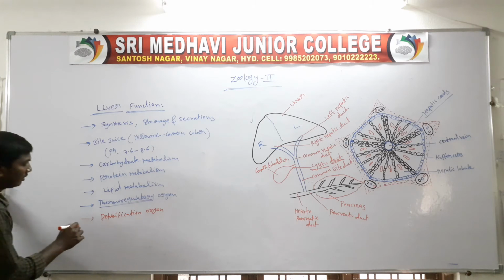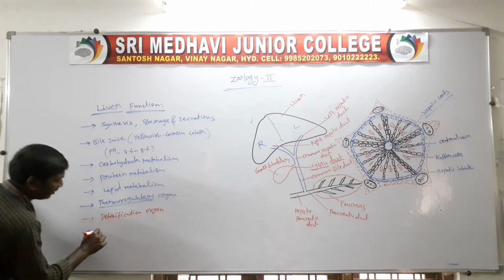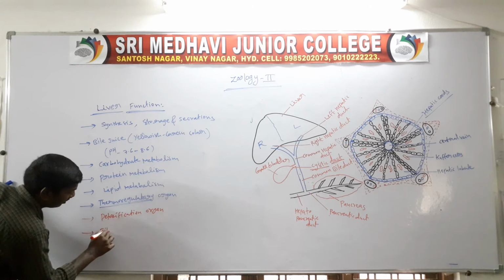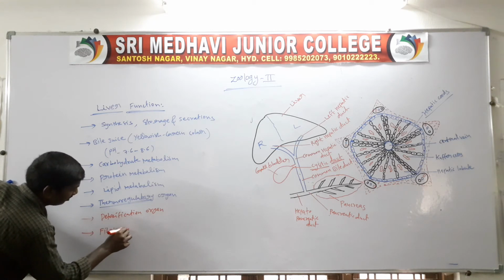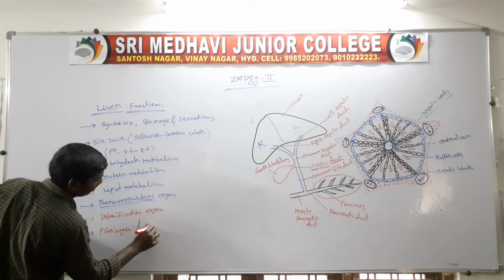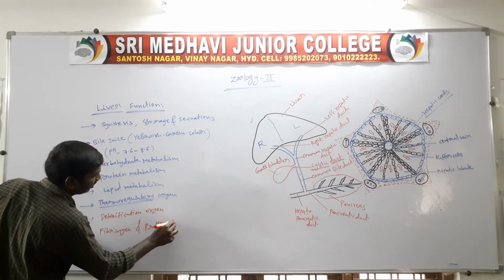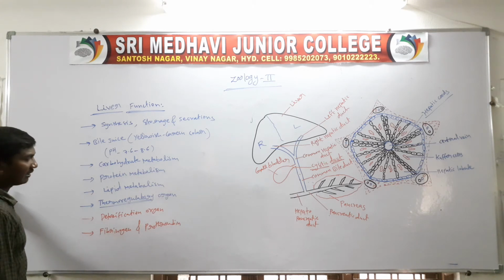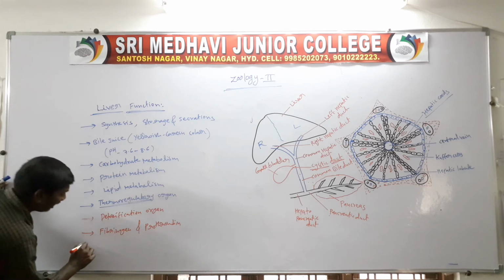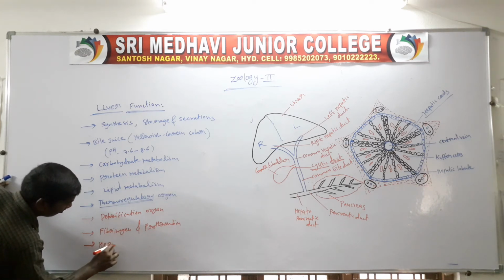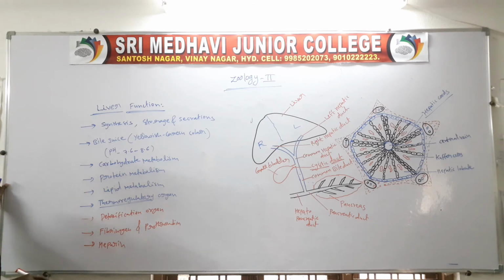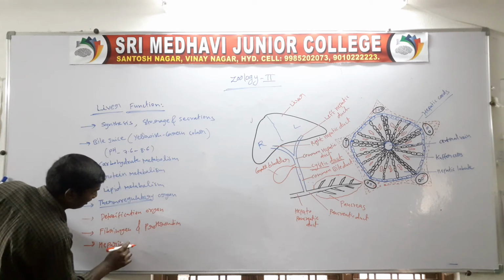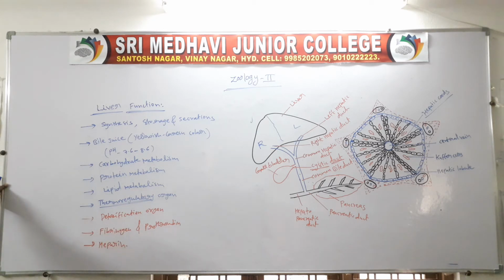Next one, they synthesize fibrinogen and prothrombin. These are the blood coagulant factors. Next one, they also synthesize heparin. Heparin is the blood anticoagulant.